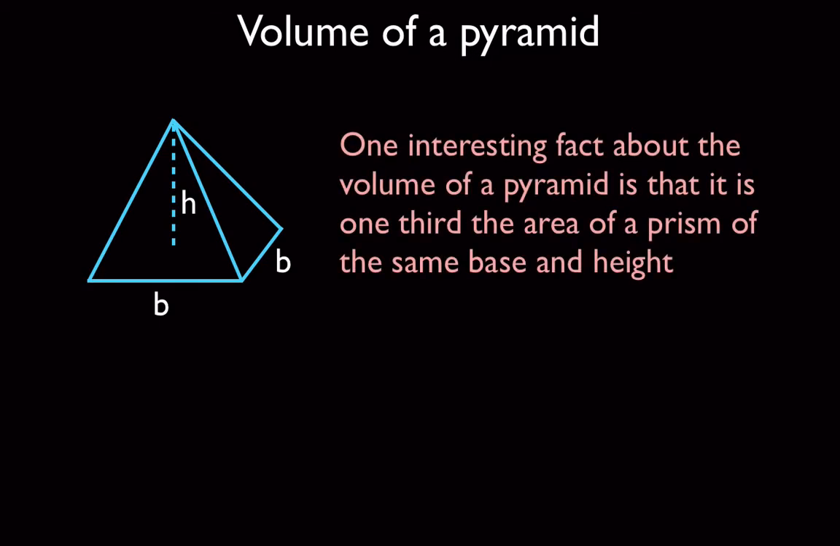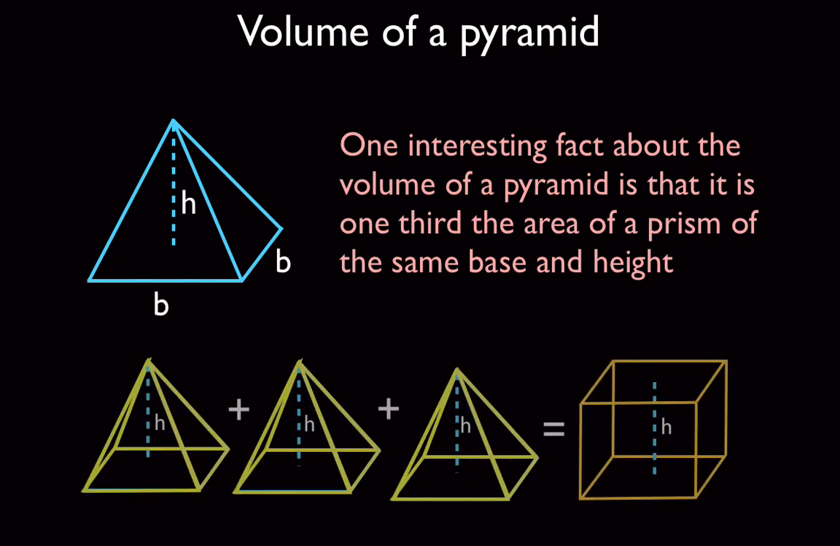And here's the deal. Even though it looks like probably maybe 2 of these would fit in a prism of the same size, the reality is that it actually takes 3 of the exact same height and base area, exact same base and exact same height, to fill a prism of the same size. So the interesting thing is it would take 3 of them.